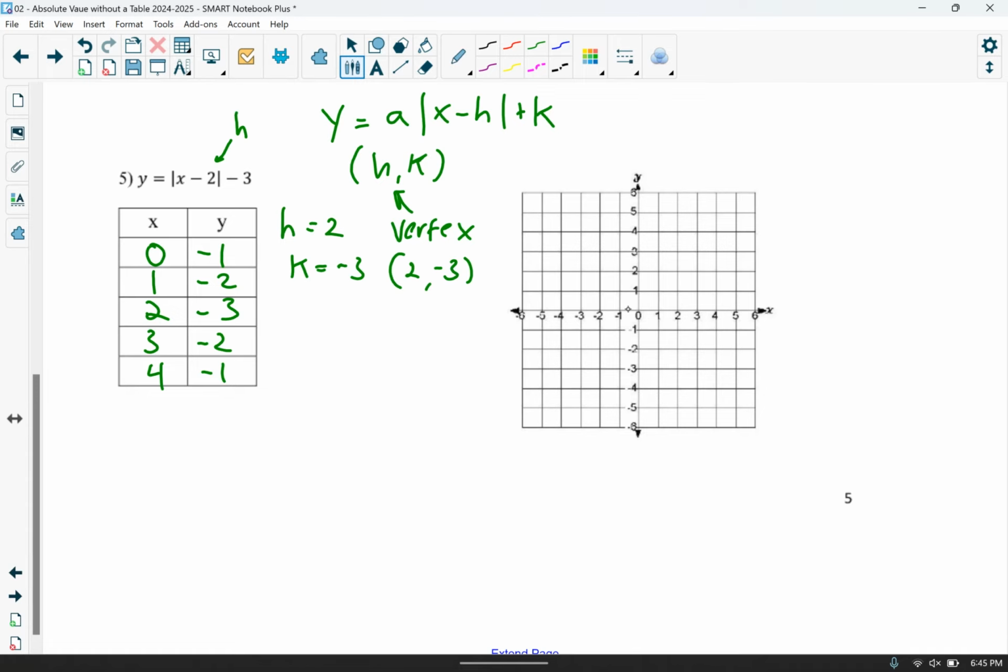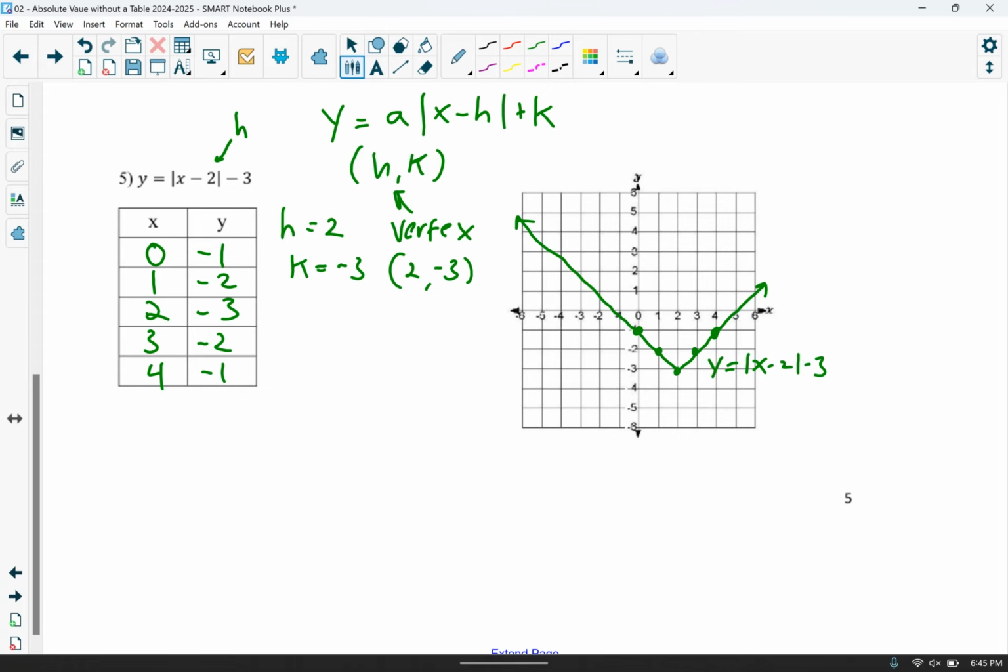Then we can just plot our points. 0, negative 1. 1, negative 2. 2, negative 3, 3, negative 2, 4, negative 1. Then we can connect with a straight edge all the way through and label.